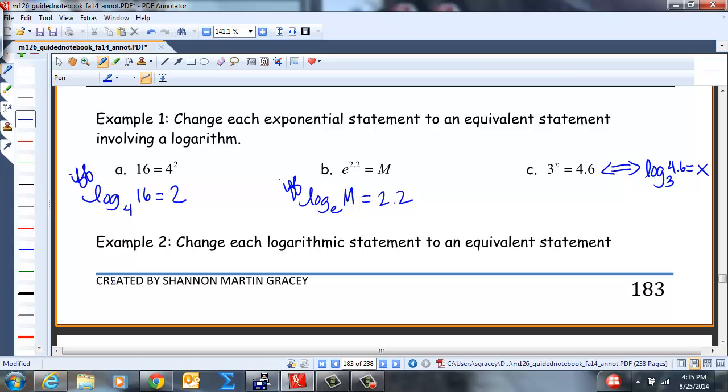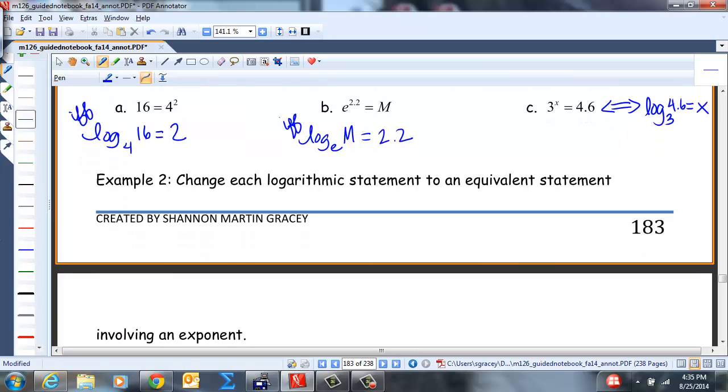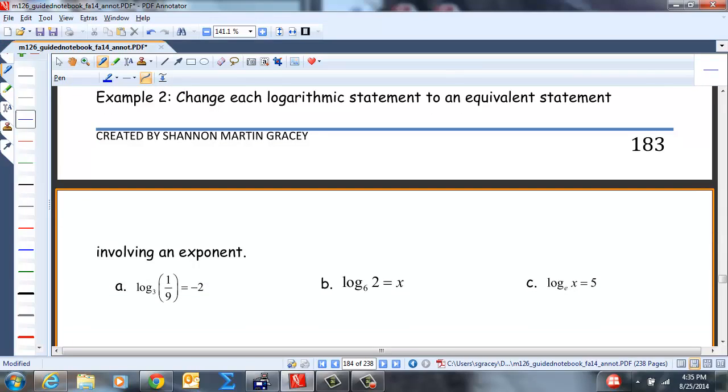Okay, so sorry, the directions for this one sort of got cut off here. Change each logarithmic statement to an equivalent statement involving an exponent. So here we're taking it from logarithmic form and changing it to exponential. So this would be if and only if what? So the base is 3. A logarithm is an exponent, so the negative 2 goes here, and what's left? Perfect, 1/9.